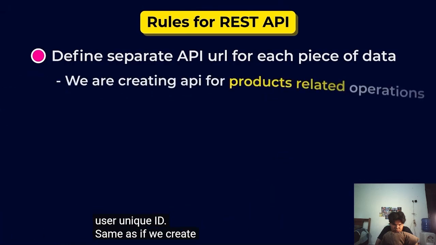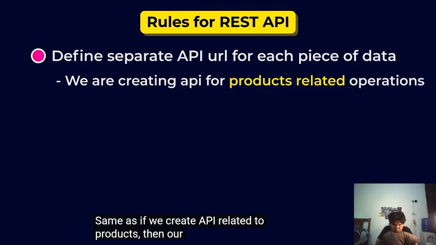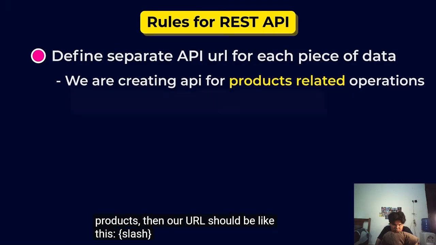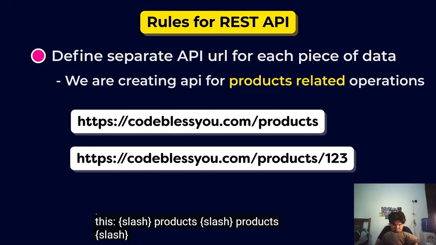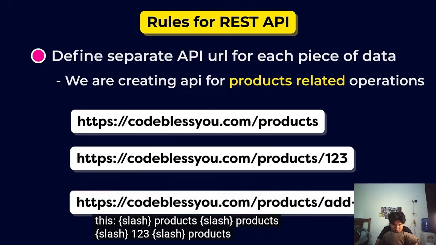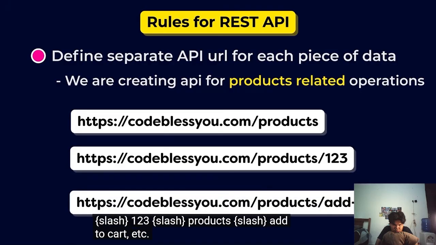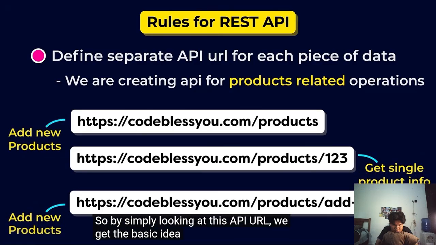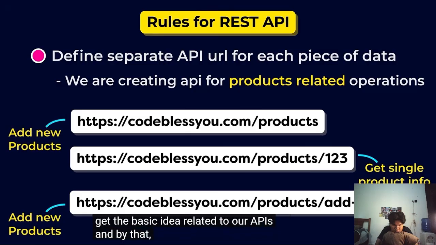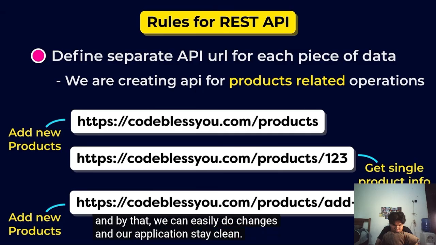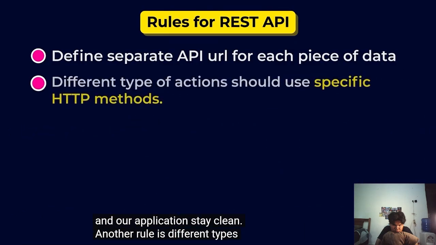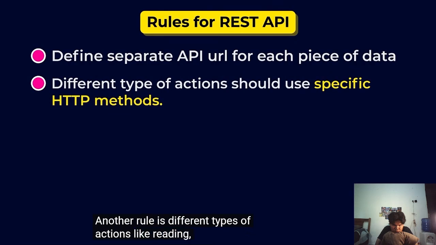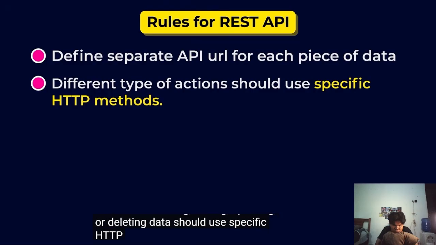Same as if we create an API related to products, then our URL should be like this: /products/123, /products/add-to-cart, etc. So by simply looking at this API URL, we get the basic idea related to our APIs, and by that we can easily make changes and our application stays clean. Another rule is different types of actions like reading, adding, updating or deleting data should use specific HTTP methods.